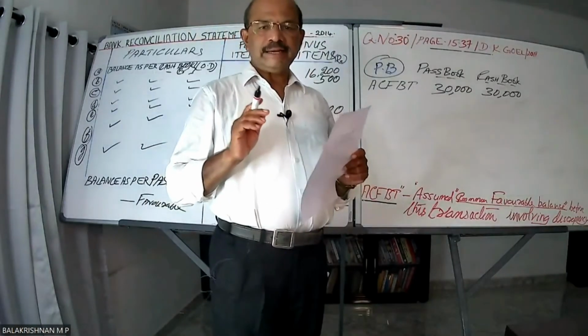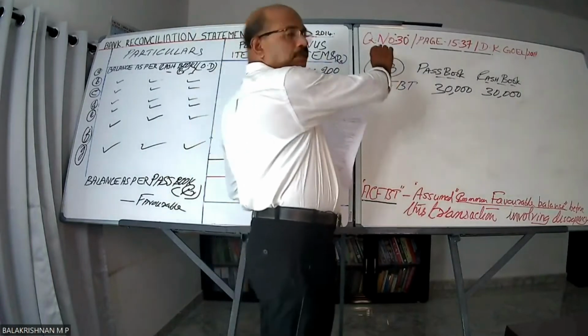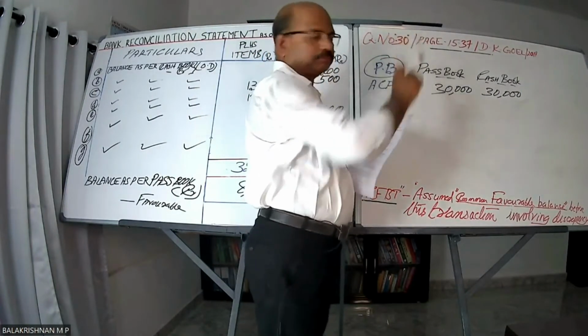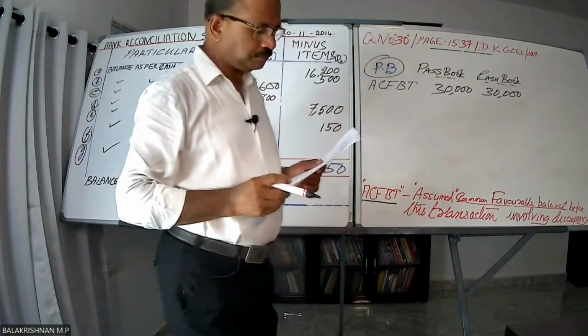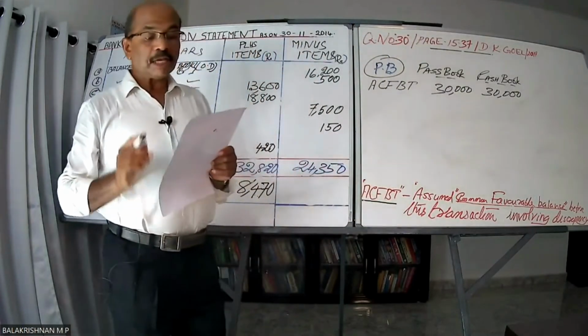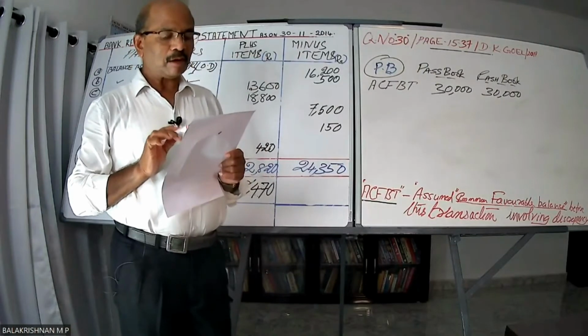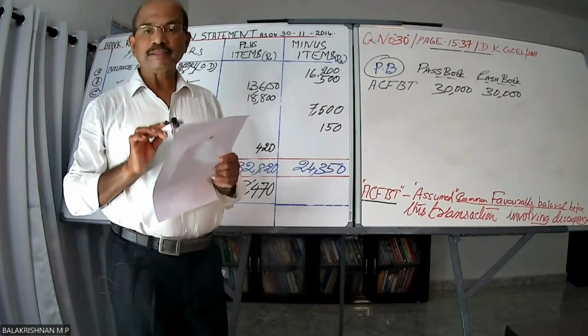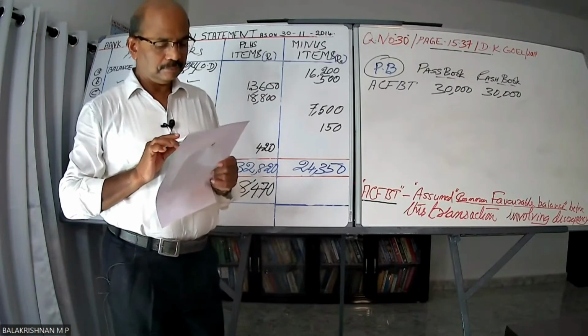Well, students, the next sum I'm taking up is question number 30, page 15.37. Well, it's as follows. On checking Ram's cash book with the bank statement of his overdraft current account for the month of November 2014, you find the following.